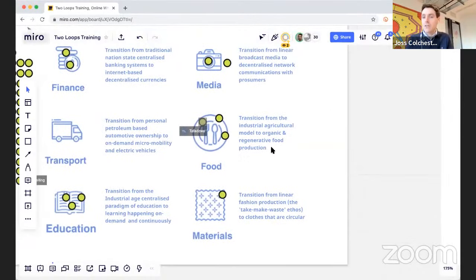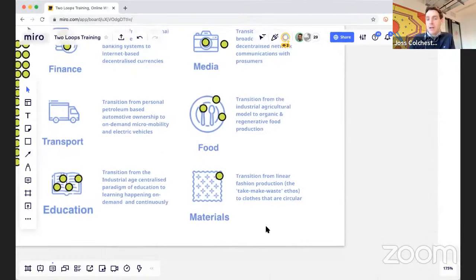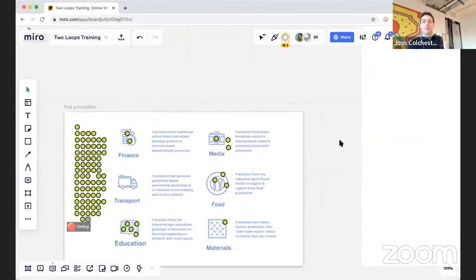Food, a transition from the industrial model, mass agribusiness, to organic regenerative food production. Or finally, the circular economy and how we deal with materials, from that well-known linear economy, take, make, waste, to this new circular, hopefully regenerative economy. So there we go. Everybody please jump in there. We'll take maybe a minute for you to figure this one out.